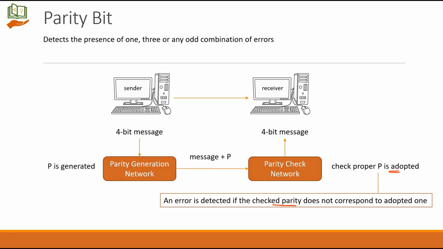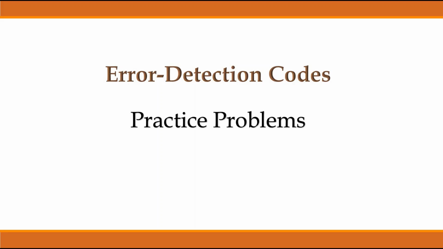What kinds of error does it detect? It detects the presence of 1, 3 or any odd combination of errors. Then what will happen to even combination of errors? Even combination of errors is undetectable. So let's get into practice problems of error detection code.